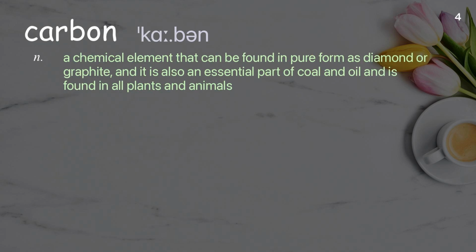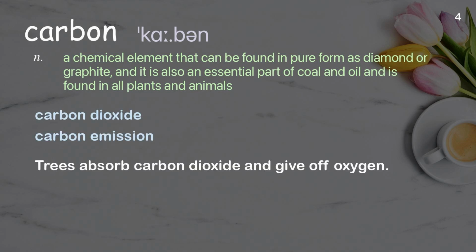Carbon. A chemical element that can be found in pure form as diamond or graphite, and it is also an essential part of coal and oil and is found in all plants and animals. Examples: Carbon dioxide. Carbon emission. Trees absorb carbon dioxide and give off oxygen.